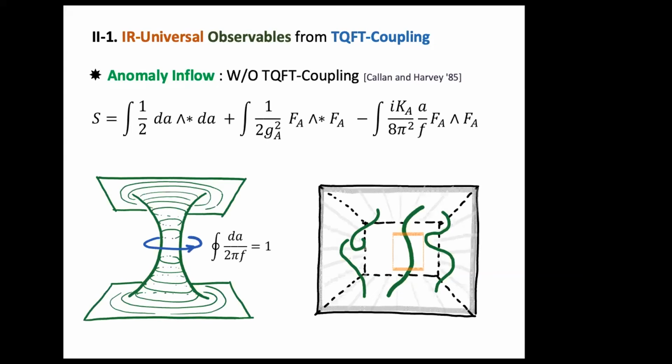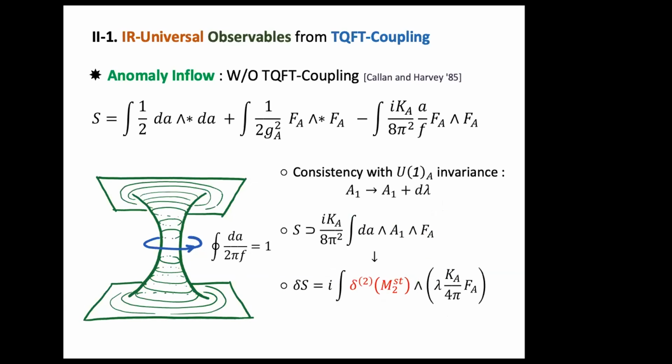And then, for example, let's consider a winding number 1 object. This is my lovely axion string. You will see this picture again and again and again. This is an axion string.